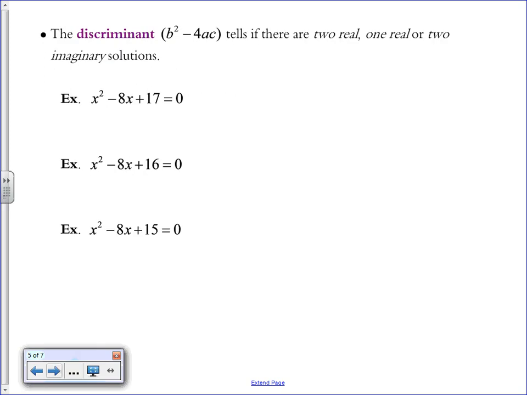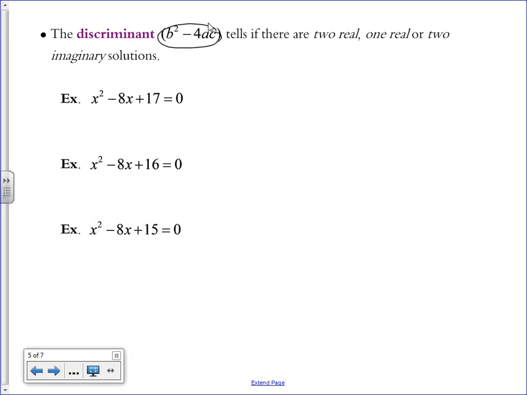So the discriminant, which is just the part underneath the square root sign, tells you if there are going to be 2 real solutions, 1 real solution, or 2 imaginary solutions. So we just went through examples that showed all of them. These 3 examples here, we're not going to solve them. We're just going to predict whether there are 2 real, 1 real, or 2 imaginary solutions. All we need to do is evaluate the part that comes underneath the square root sign.